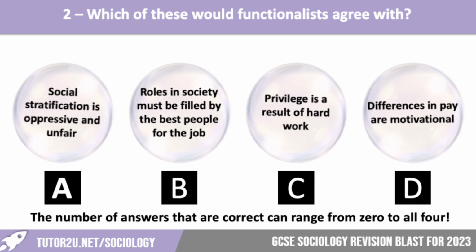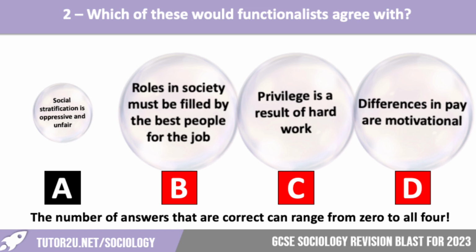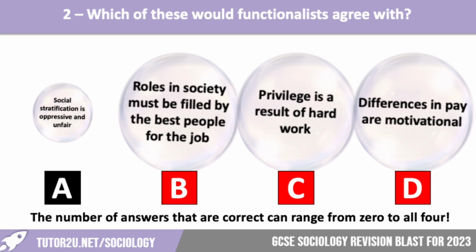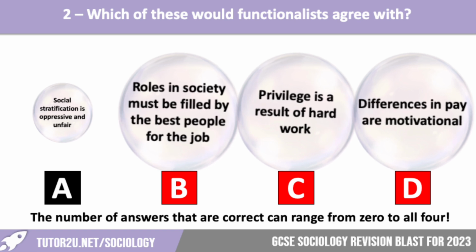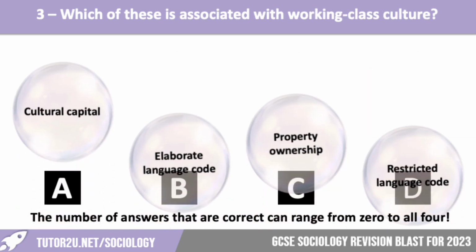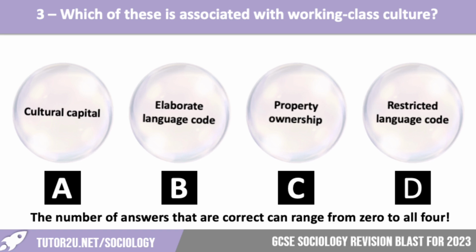Let's have a look. It is B, C and D. So roles in society must be filled by the best people for the job. That's role allocation. Privilege is a result of hard work, so the idea of achieving your status and meritocracy, and differences in pay are motivational. Number 3, which of these is associated with working class culture?